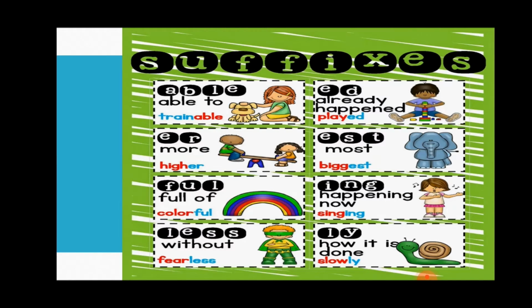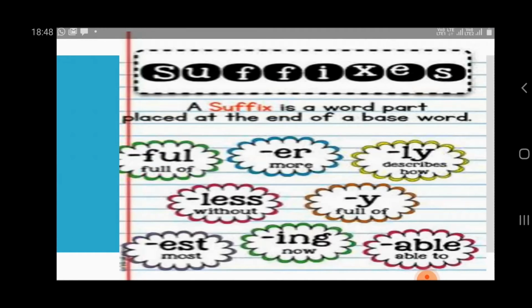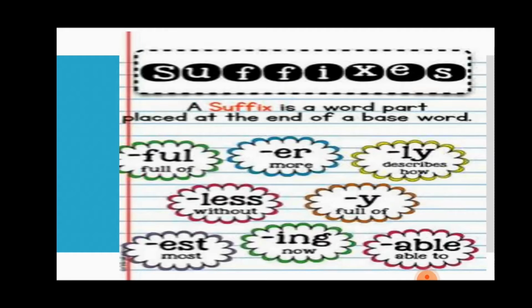And here trainable, higher, colorful, fearless, slowly, singing, biggest, and played. You can see some suffixes here. In trainable, able is a suffix; in higher, er is a suffix; in colorful, ful is the suffix; in fearless, less is the suffix; in played, ed is the suffix; in biggest, est is the suffix; in singing, ing is the suffix; and in slowly, ly is the suffix. So we are going to see only these: ful, er, ly, less, y, est, ing, able. All these are suffixes. They come at the end of the base word or the root word.